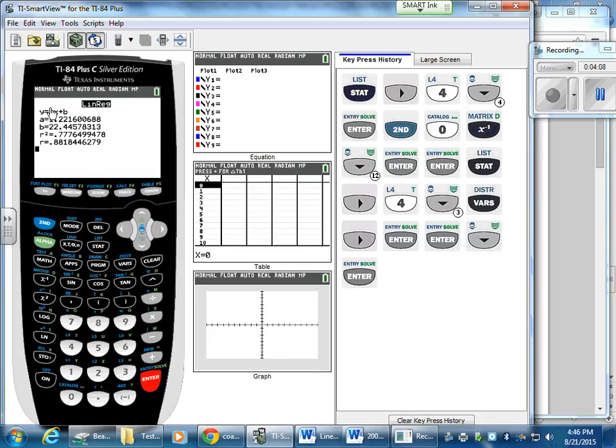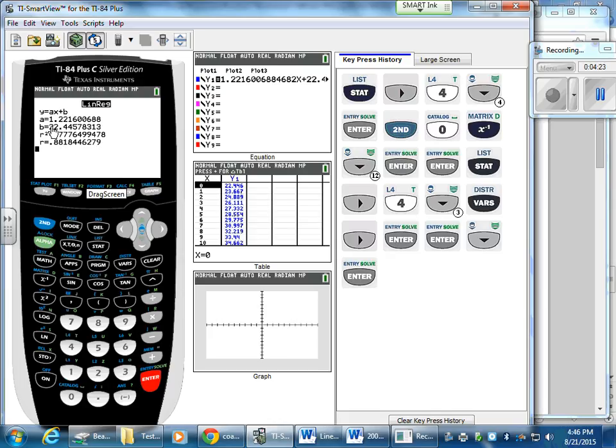And now, exact same regression equation comes up, 1.22x plus 22.4, and the R value is 0.88, which is pretty strong, a pretty strong positive correlation, and we'll look at how that looks on a graph here in a minute.